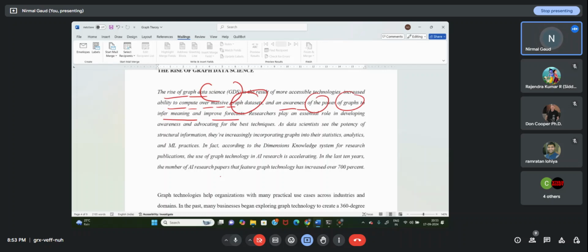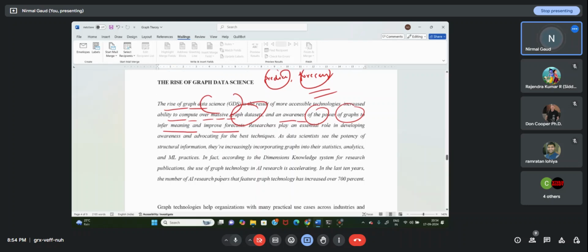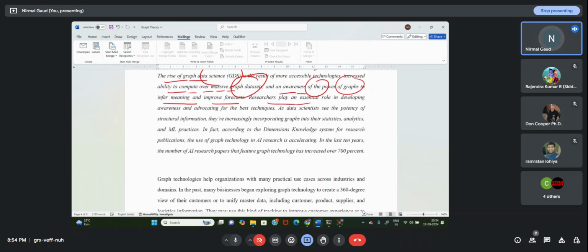See, what we do in machine learning and data science, we have some common tasks. That means we perform prediction or we perform forecasting. Okay, so with the help of a graph, if you can identify the relationship between the data points, you can make forecasting easy. So there the graph plays an important role. Okay, and researchers play an essential role in developing such algorithms, such techniques. Some solutions, they are making the task much easier.